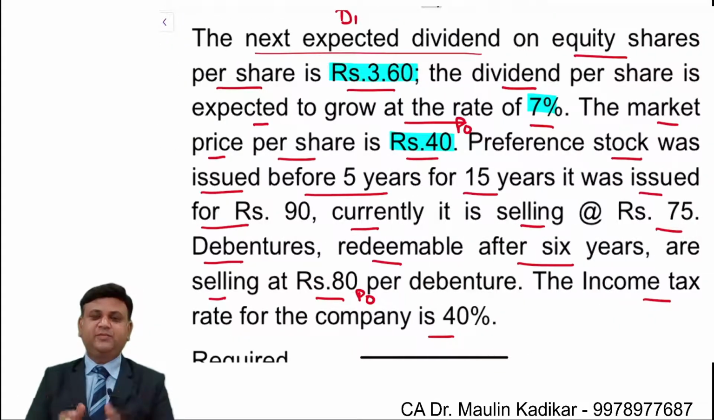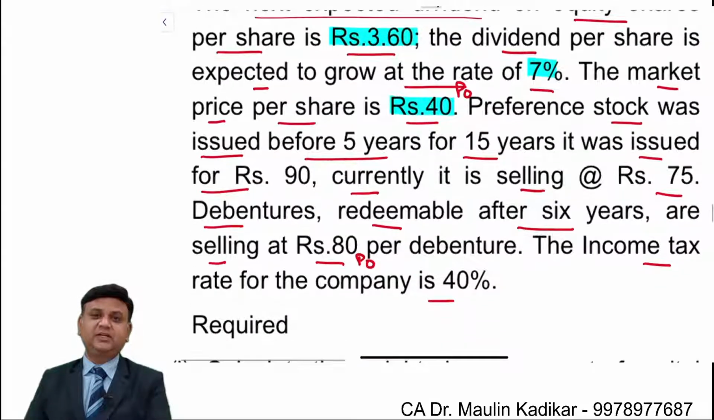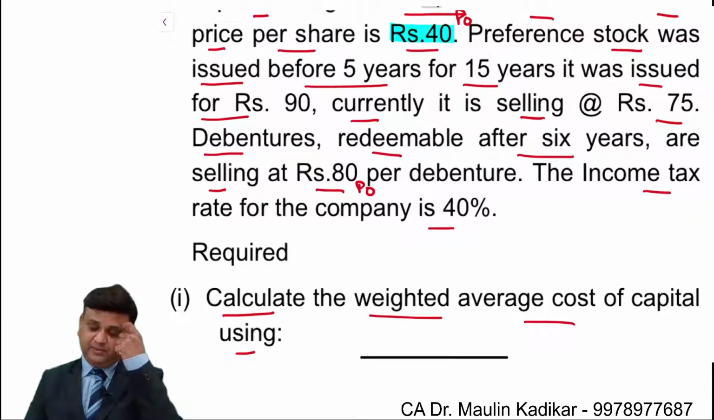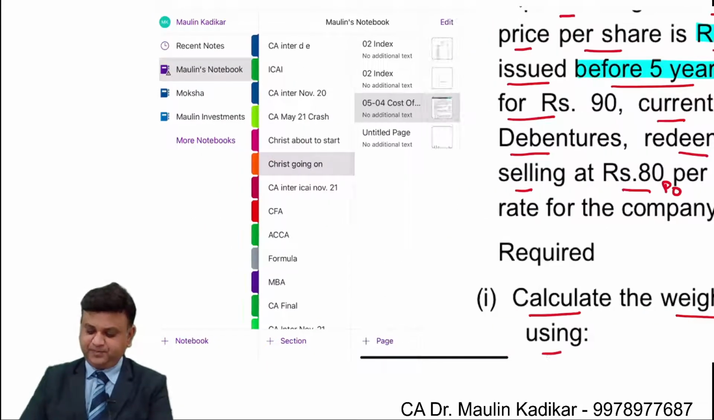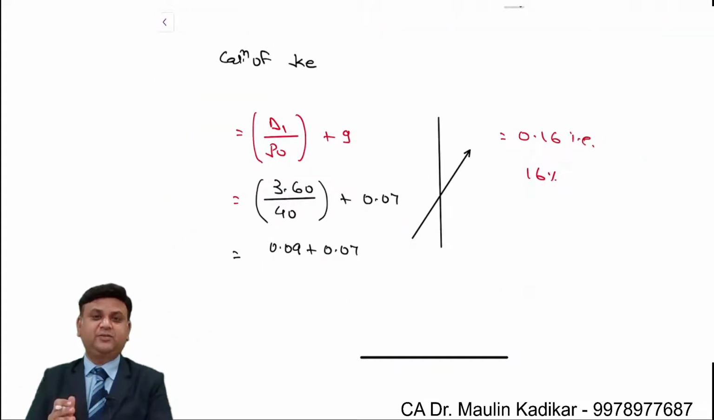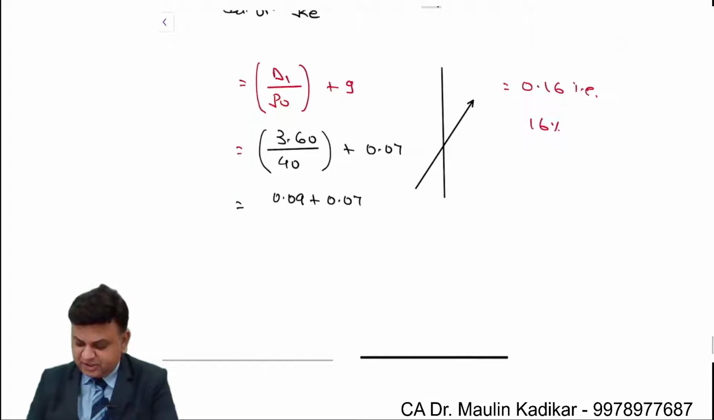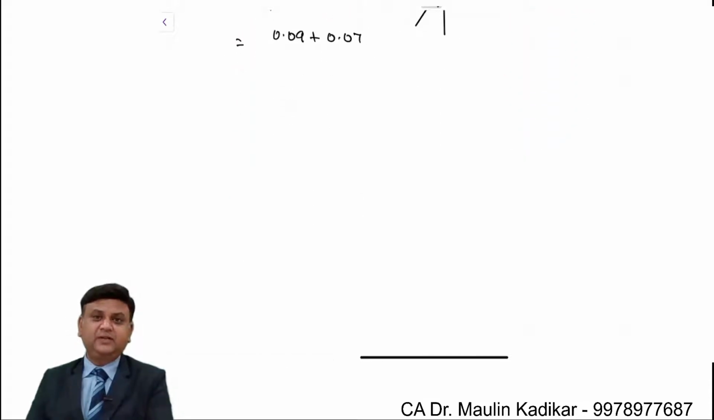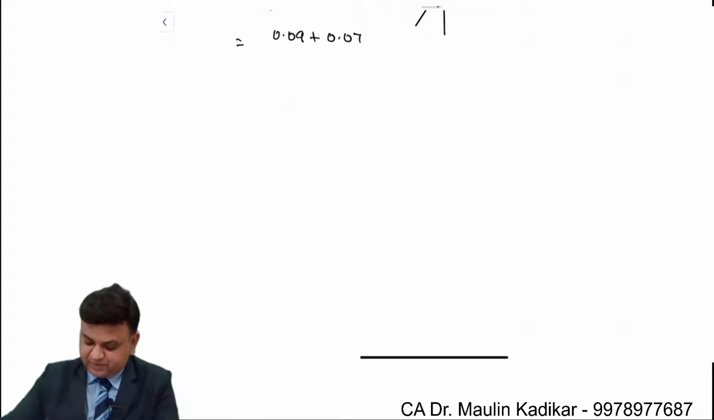Friends, in case of the cost of the preference share or cost of the debenture, the very first thing that we have to take into account is whether the security is redeemable or irredeemable. We can see that the question is providing the information that it was issued before 5 years for 15 years. Means clearly we have been provided with the information that the security is redeemable in nature. That is the first thing. Now if at all the security is redeemable in nature, then in that case we will apply the formula like this for calculation of the cost of preference share.